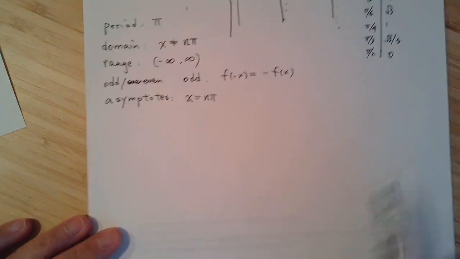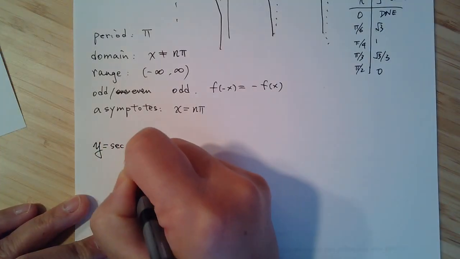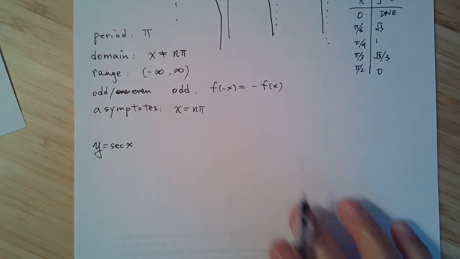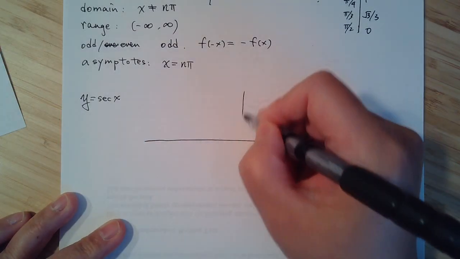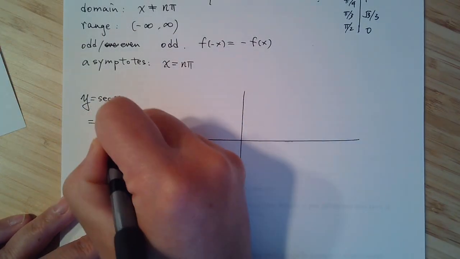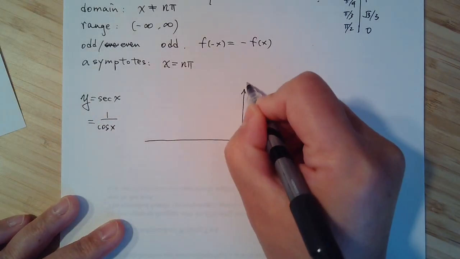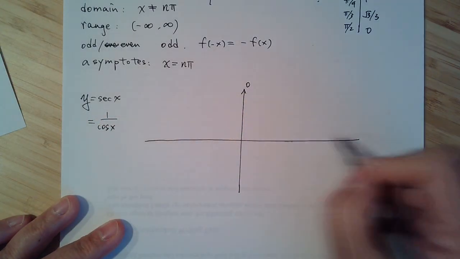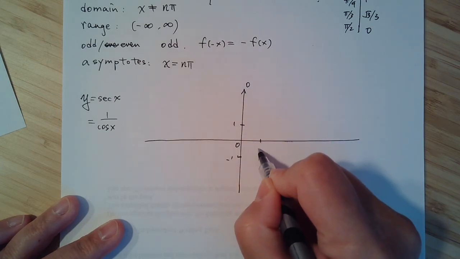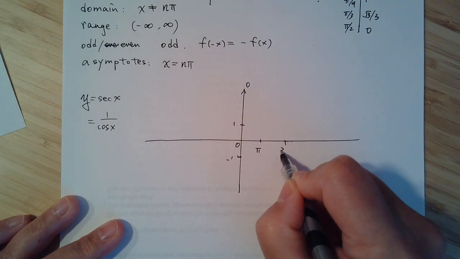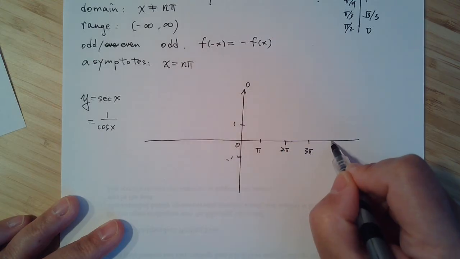Okay, let's do this. Y equals secant x. Complicated. What is secant? That's 1 over cosine, right? So here's a 0. And here's a 1, here's a negative 1, 0. And pi, and 2 pi, 3 pi, and 4 pi.